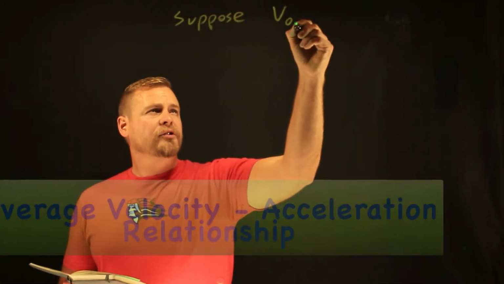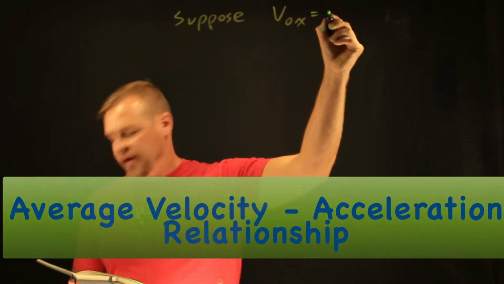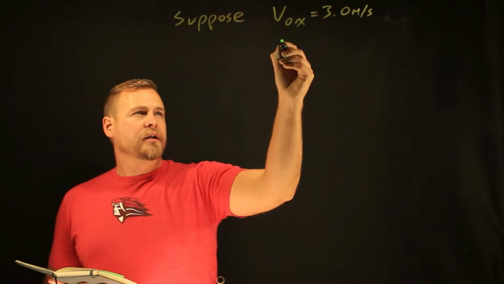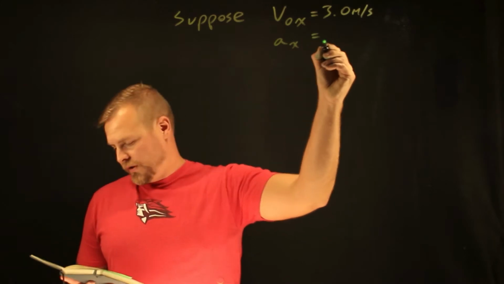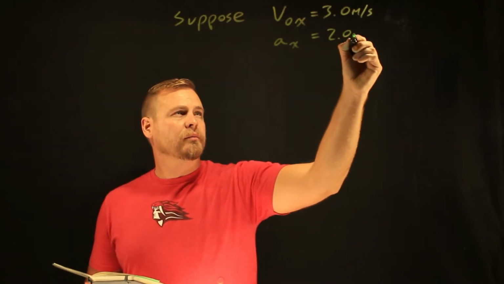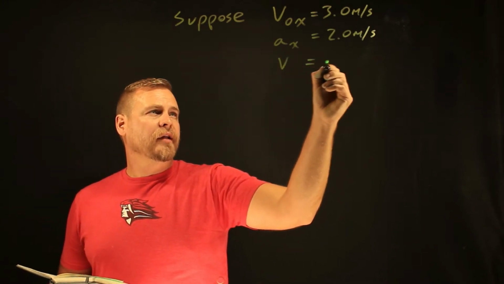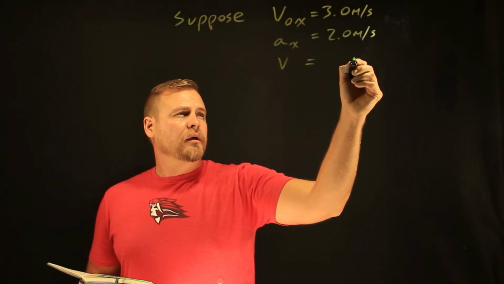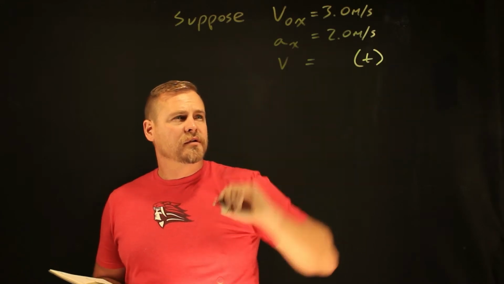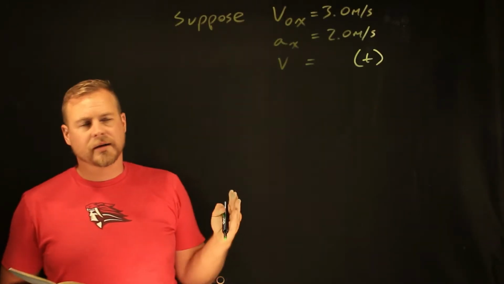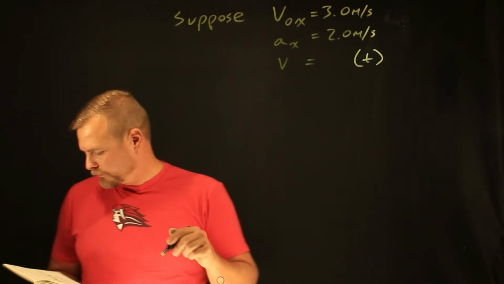You have an initial velocity in the x dimension that is 3 meters per second, and an acceleration in the x dimension of 2 meters per second squared. What would the final velocity be as a function of time? So given time 0, time 1 second, time 2 seconds, time 3 seconds, etc.